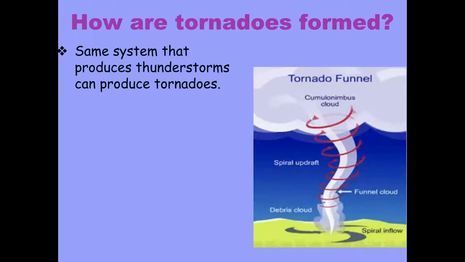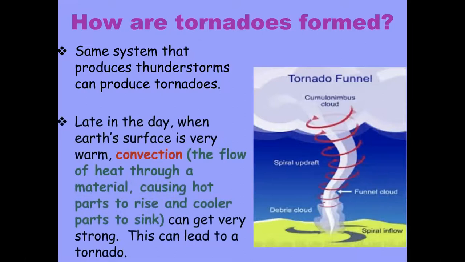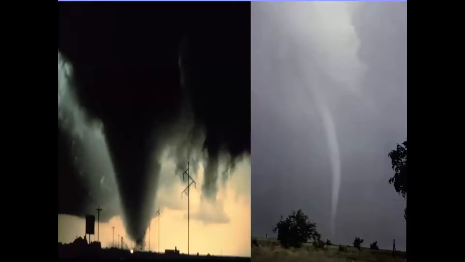The same system that produces thunderstorms can produce tornadoes. Late in the day, when the Earth's surface is very warm, convection, the flow of heat through a material causing hot parts to rise and cooler parts to sink, can get very strong. This can create tornadoes or a vortex.